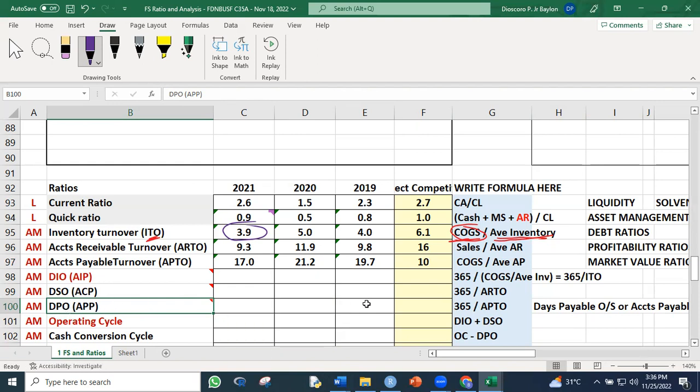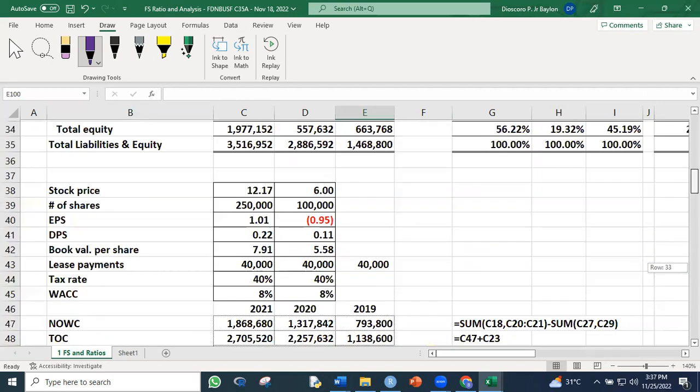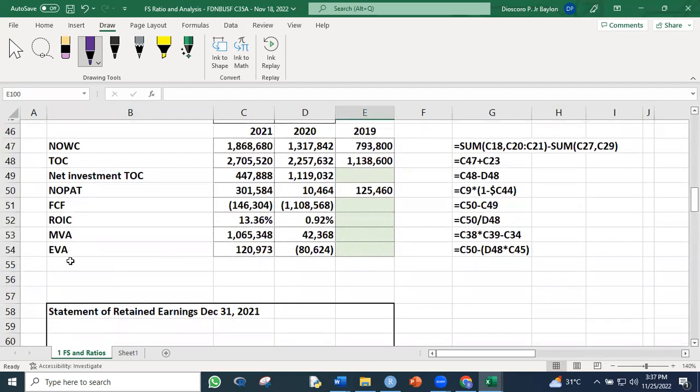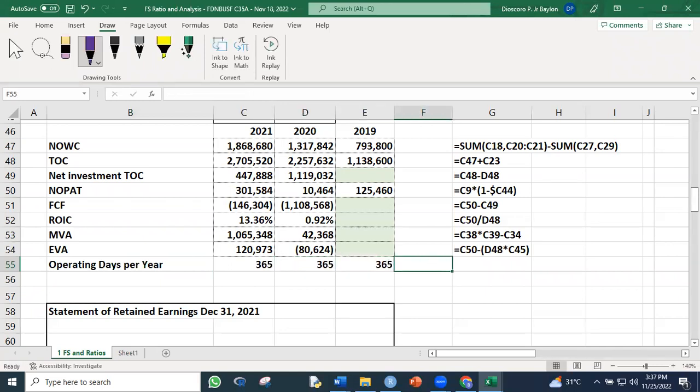The DPO is just, so let's put here the number of days, operating days per year. Let's put here in line 55, operating days per year. Let's assume that the company operates 365 days a year. Ibig sabihin, Pasko man o holiday, they're still operating.